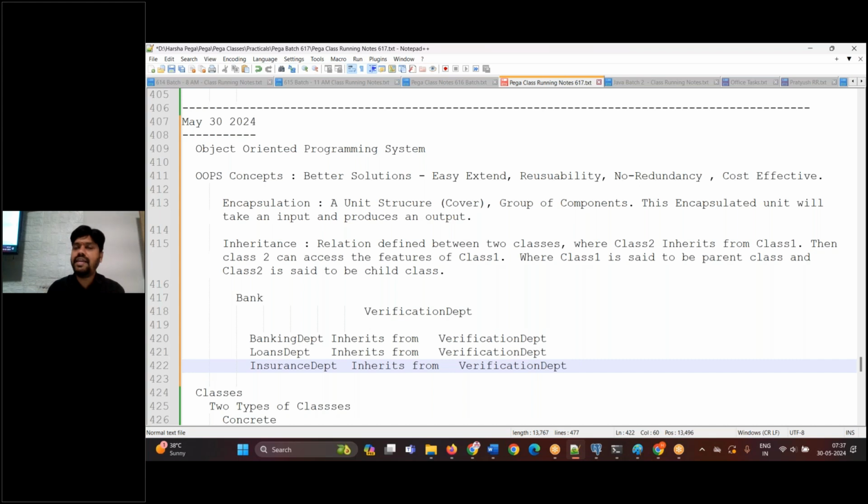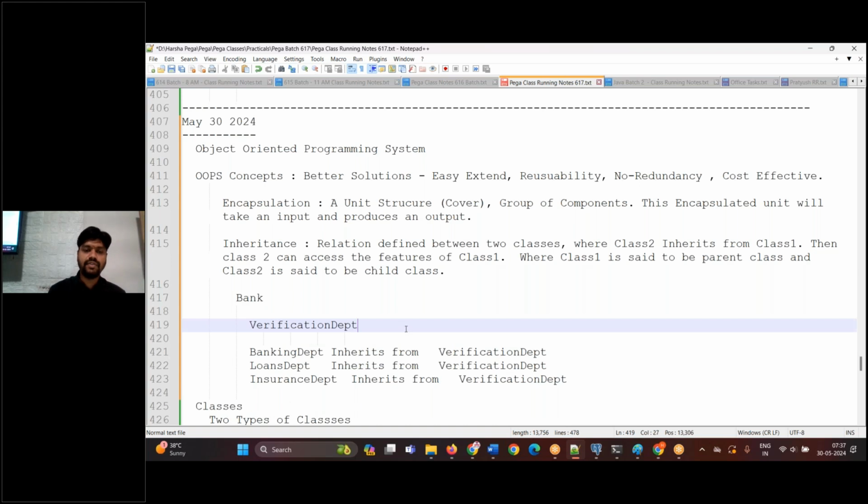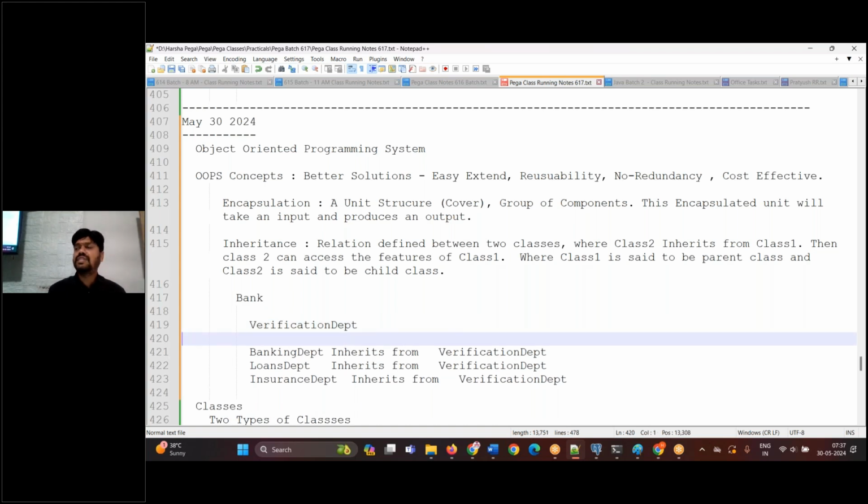Done. Second I will create banking department. While creating, I will define relation between the classes. So create class banking department inherits from verification department. Simply just to make you better understand that. Okay, I'm saying like this. So in PEGA, you will not do anything like written text. You will be doing everything by navigation. So everyone clear? So this is how.